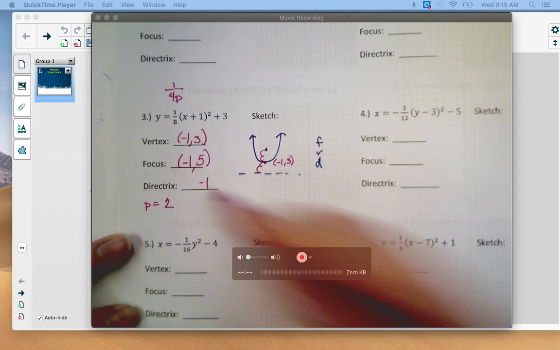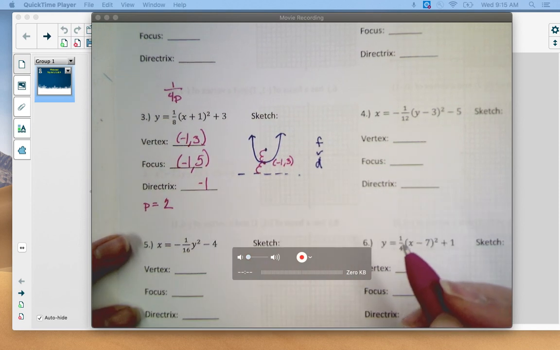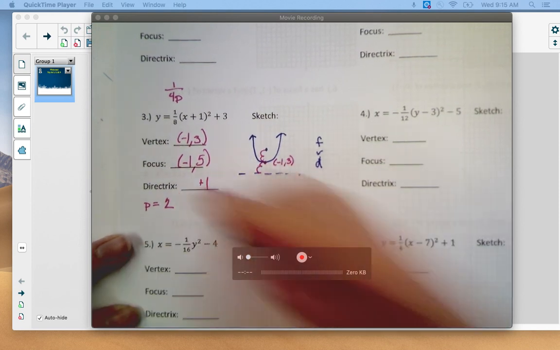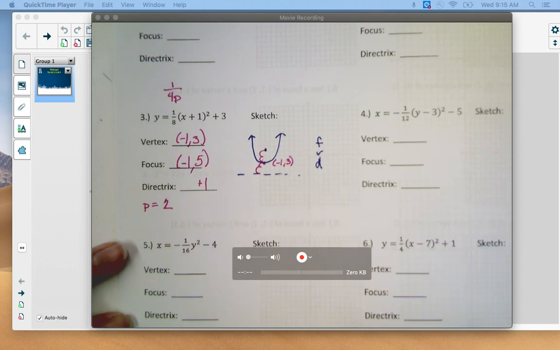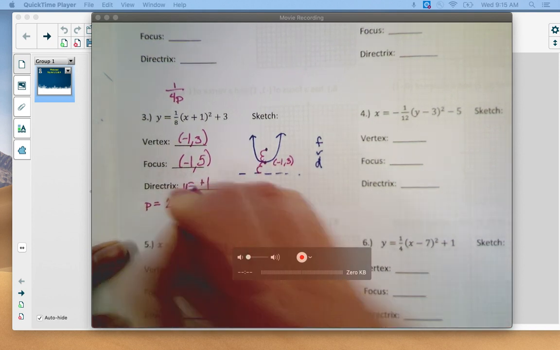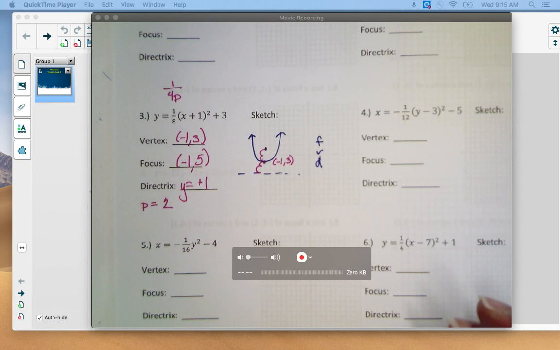Can I just write negative 1? Was it 1? Negative 1? It's 1. Okay. Could I just write 1 and call it a day? It has to be an equation, right? It's a horizontal line, so it has to be y equals 1. Do you feel good with that? Questions? Does that help clarify anything for you?